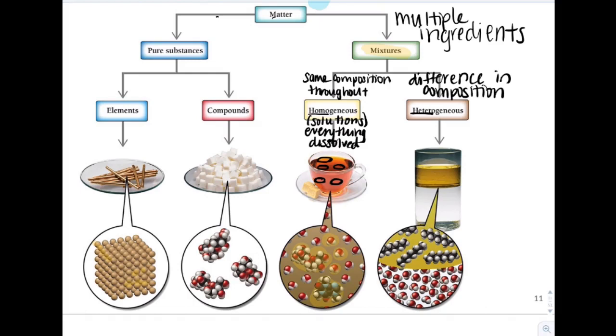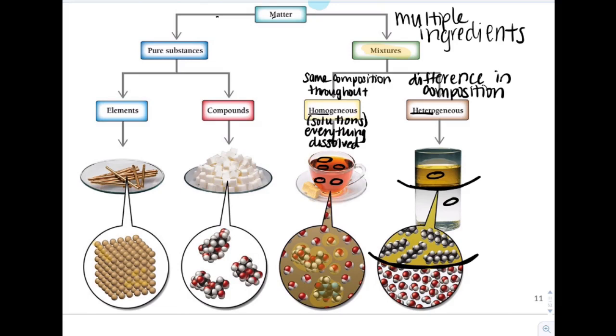So for example, we look at this oil and water. We have a defining line. Up here is oil and down here is water. There's an obvious difference. First of all, in the whole sample, I've got two separate types of molecules, so it's a mixture. But because they're completely separate, if you were to take a sample up here and a sample down here, they'd be different samples, right? So that is heterogeneous.